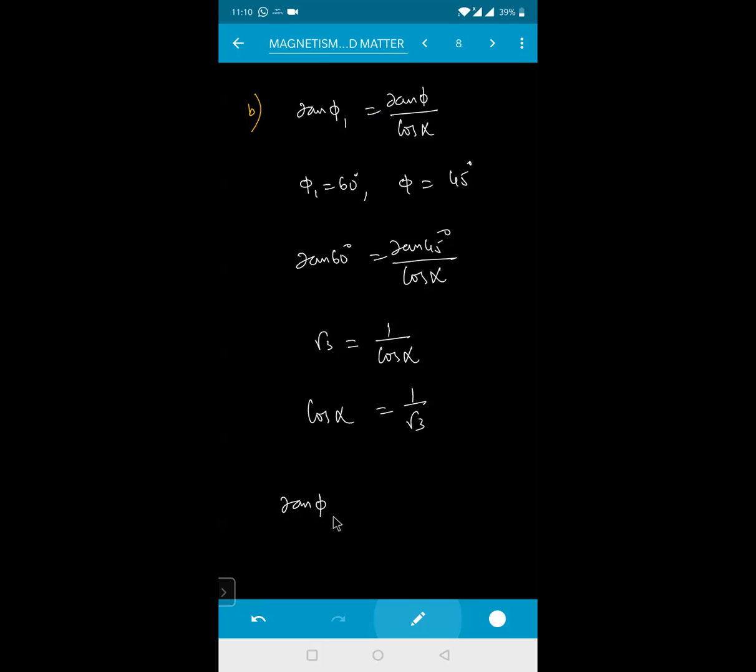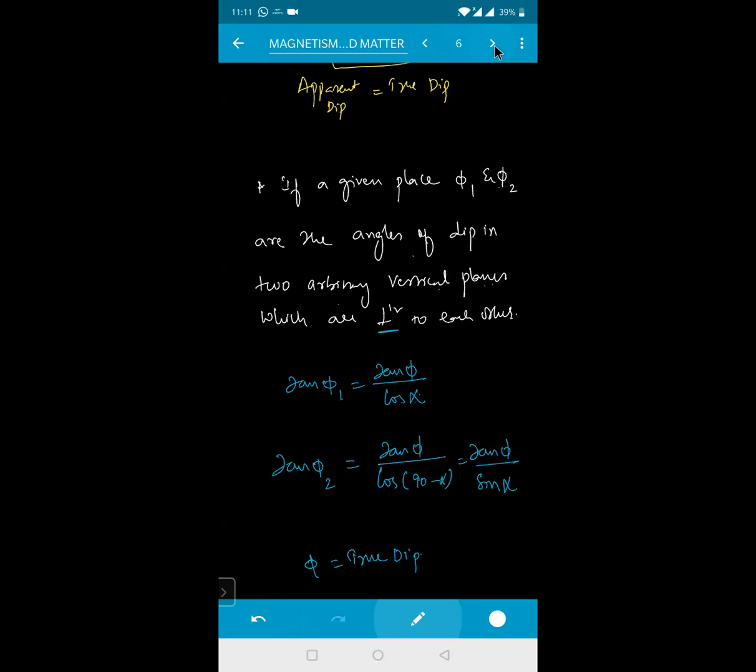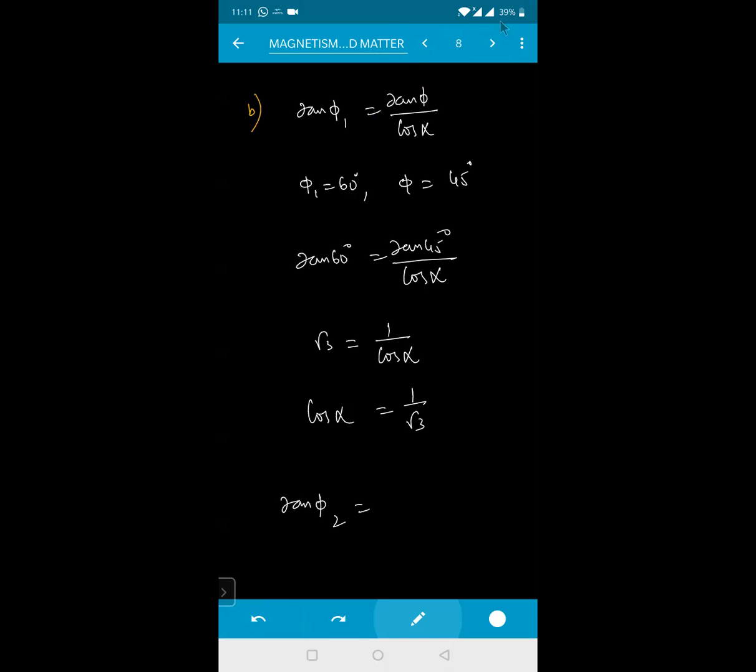So next one is tan phi 2 will be equal to how much? That means for what value it will be 1 by root 3, beta? Sir, cos inverse of 1 by root 3. That means for what angle? 30 degrees or 60 degrees? Then I can write the next formula, beta: tan phi 2 is equal to tan phi divided by sin alpha.